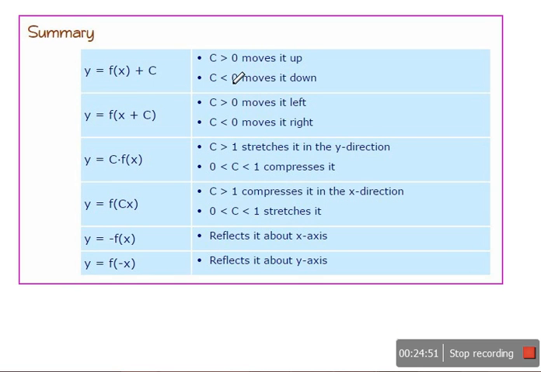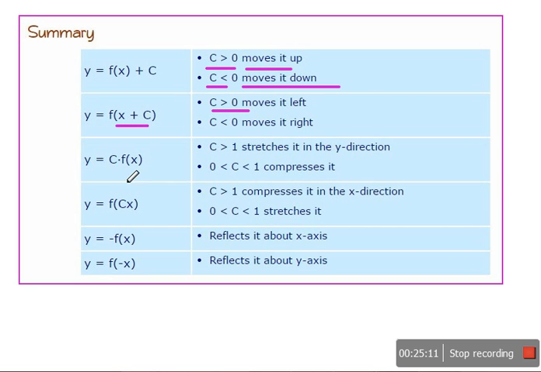What happens if c is greater than 0? The graph moves up. If c is less than 0, the graph moves down. Now what happens when you add a constant to the x value like that? Then if c is greater than 0, the graph moves left, which is just opposite to this one. And when c is less than 0, a negative number, it moves right.